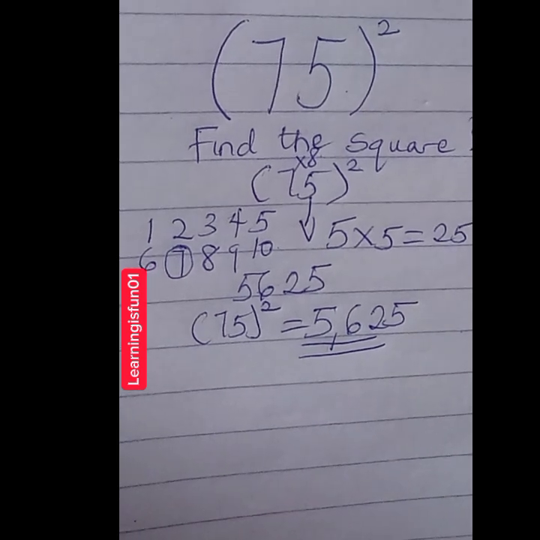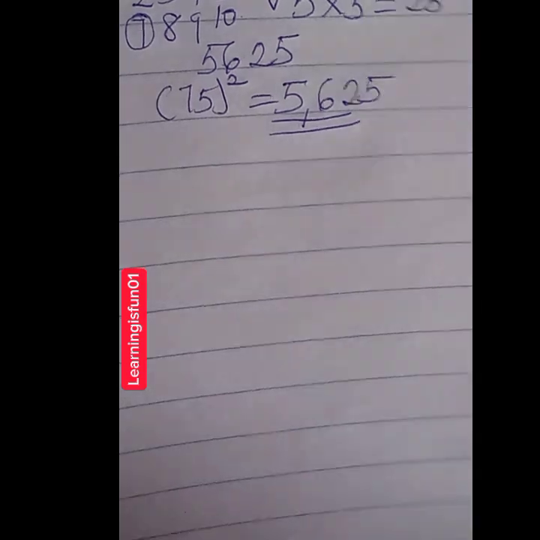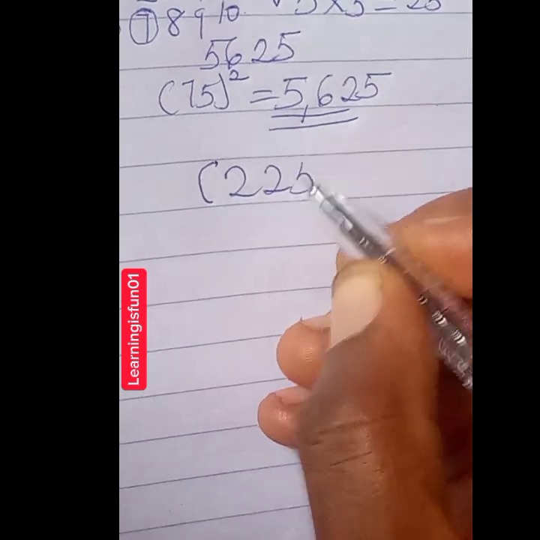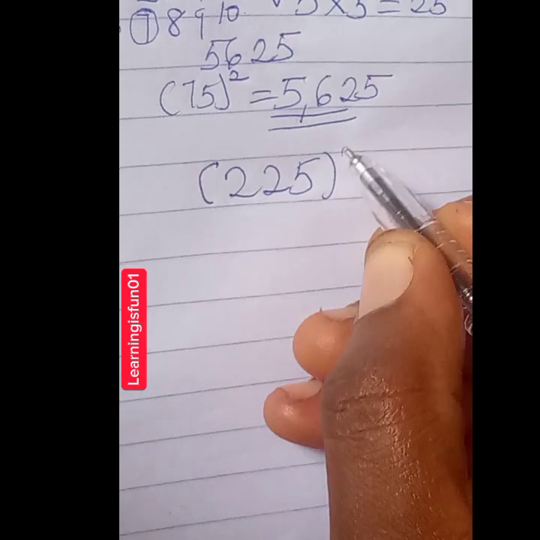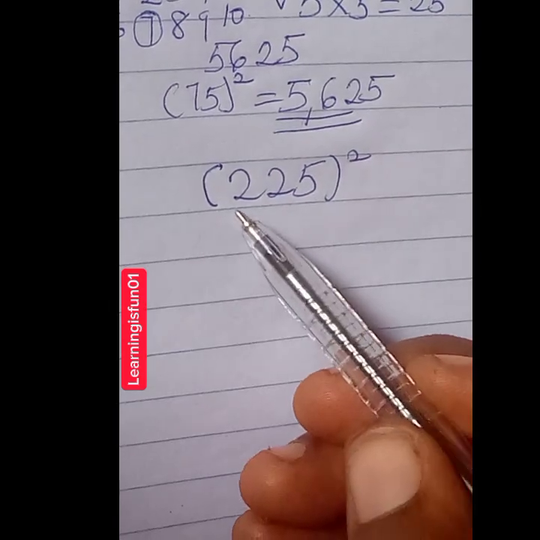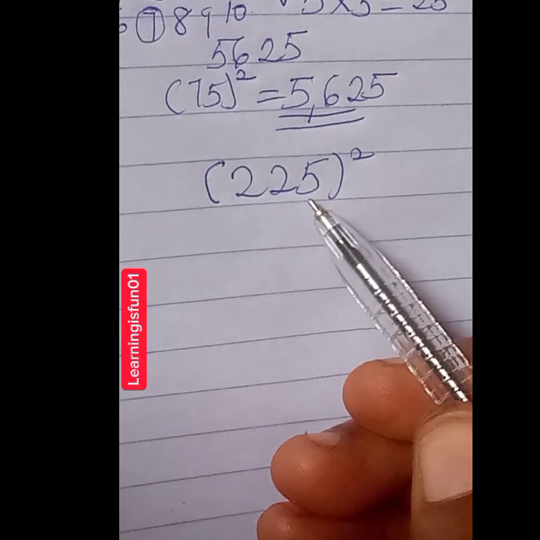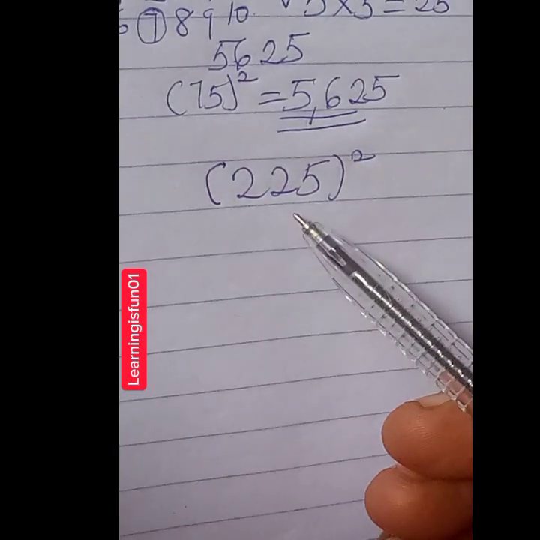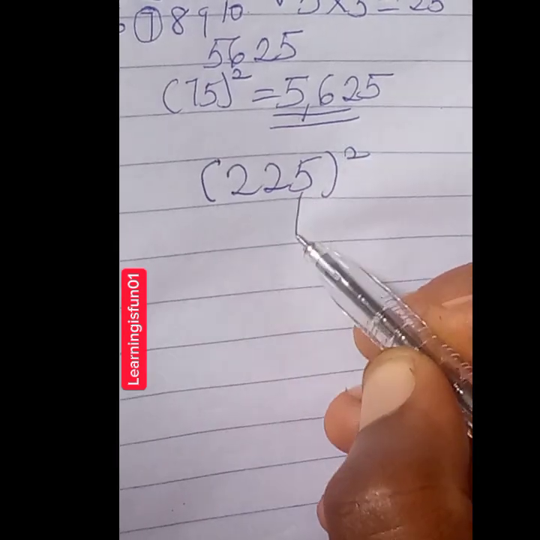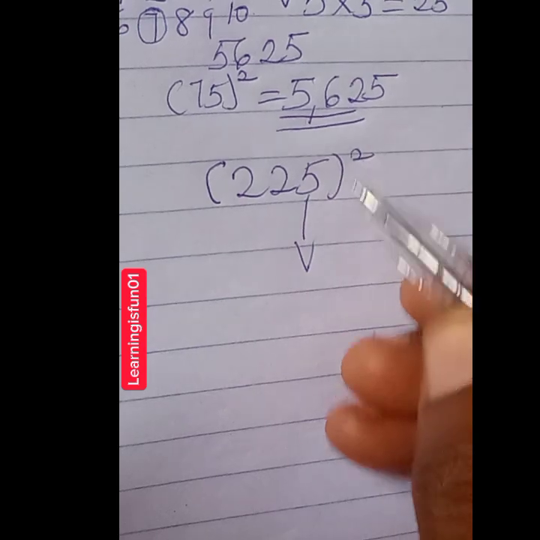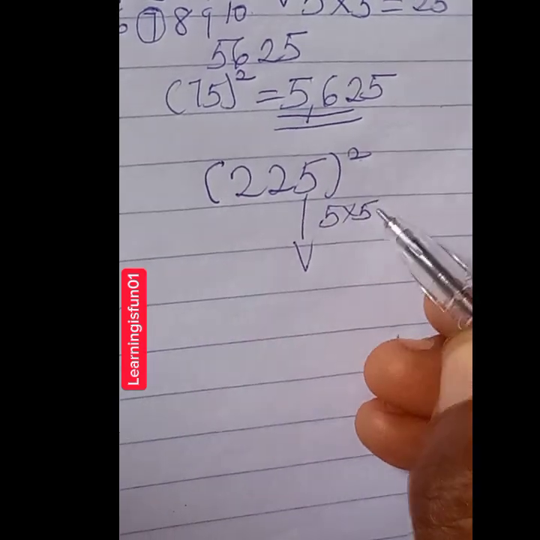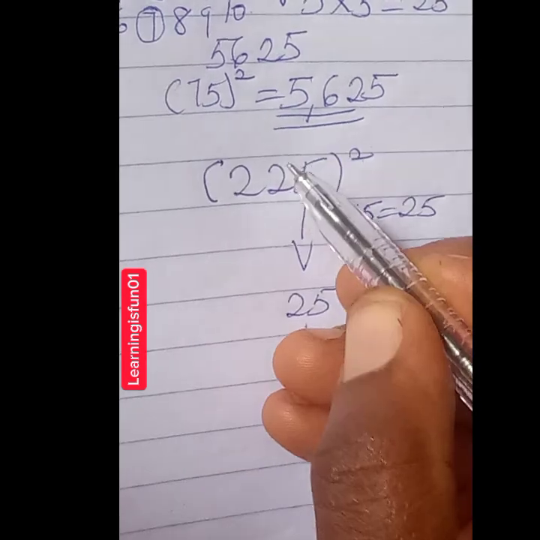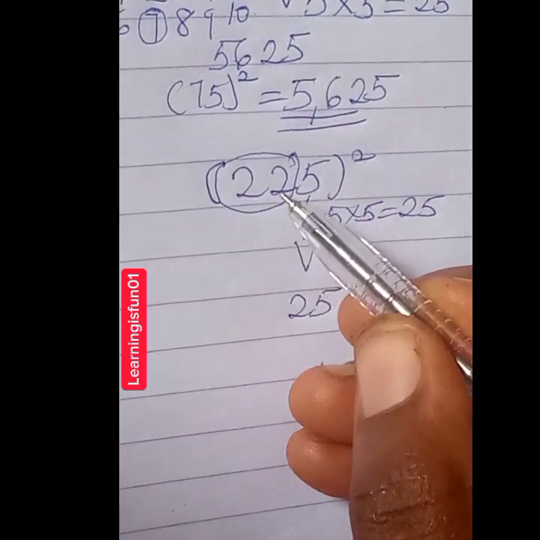Now let's quickly look at another example. The question says, find the square of 225. Now let's quickly apply what we used here for this question also. We are going to be starting with 5 square. 5 square, that is 5 times 5 equals 25. Let's put our 25 here, and here we have number 22.